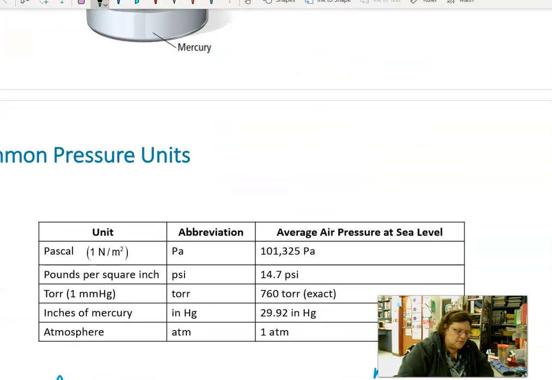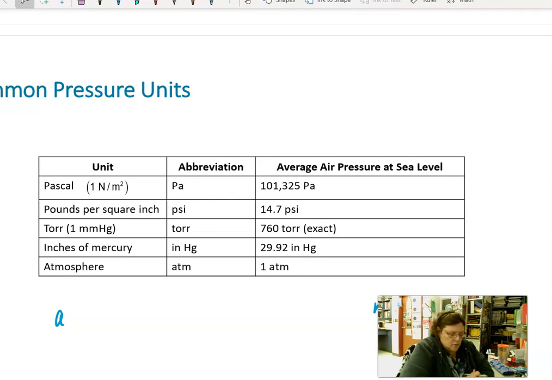All right, here are some different pressure units that you might come across. At sea level, we have 101,323 pascals. We would probably use 101.3 kilopascals instead of pascals. Also 14.7 pounds per square inch. We already talked about that. Torr, and a torr is the same as a millimeter of mercury.